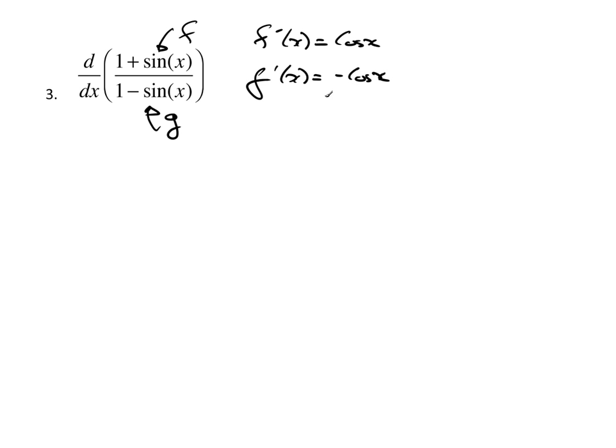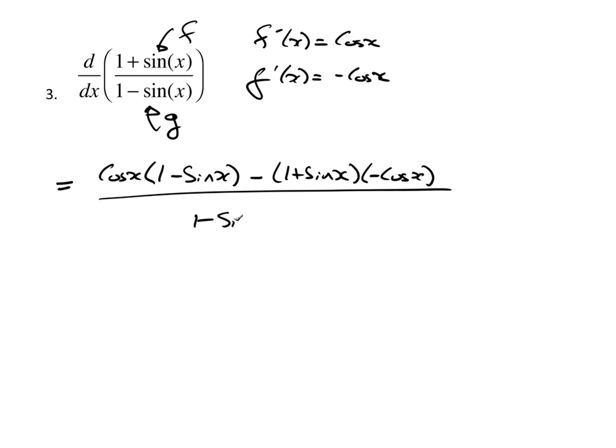So now I just need to put this thing together. So this derivative is going to be the derivative of the top, which is cosine of x, times 1 plus, times the denominator, which is 1 minus sine of x, minus the top, 1 plus sine of x, times the derivative of the bottom, or negative cosine of x, all over 1 minus sine of x quantity squared.